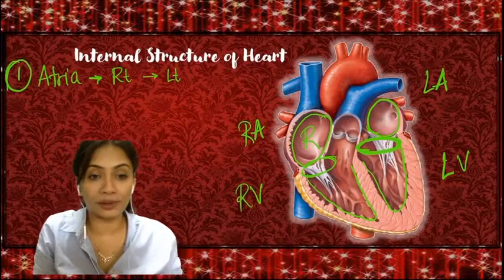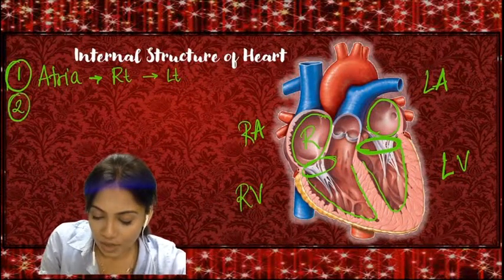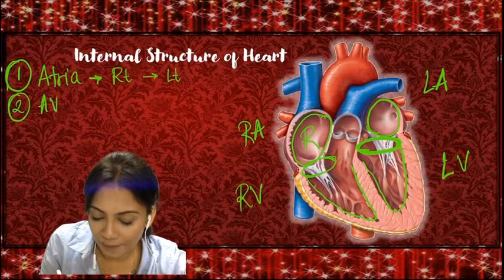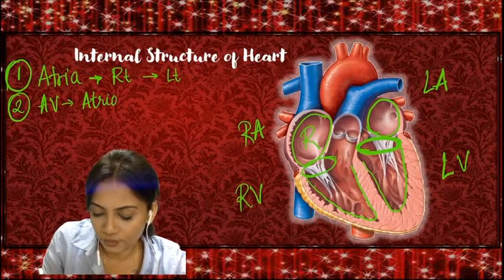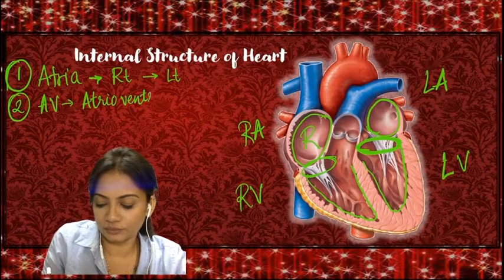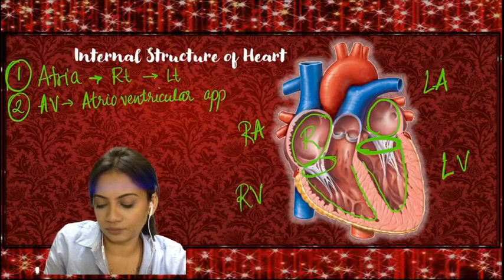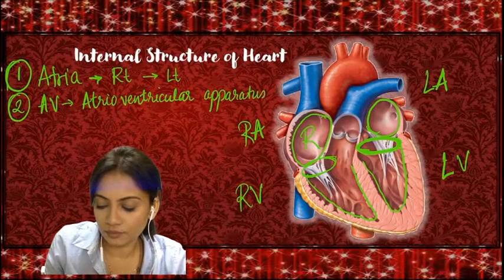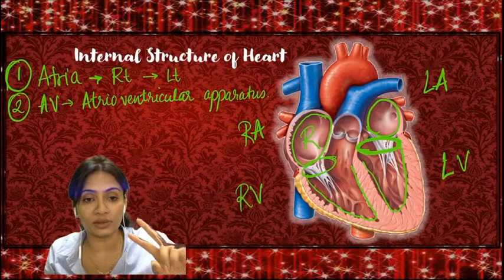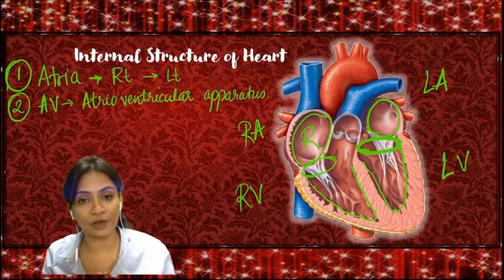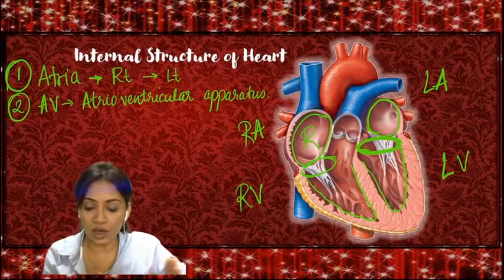Our first point will be about atria, and our second point will be the AV apparatus, also called the atrioventricular apparatus. So you have the atria. The second point we will study will be about the atrioventricular apparatus, and finally we will come to the lower chambers and we will learn about the ventricles.